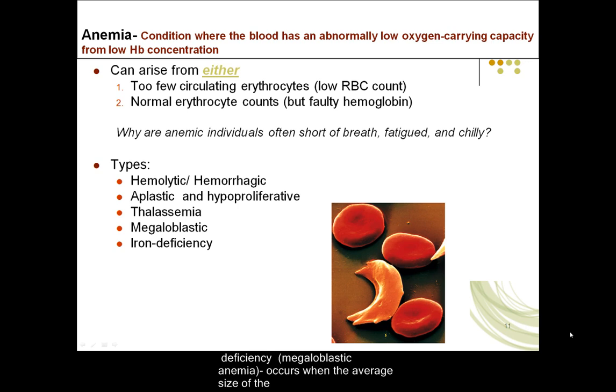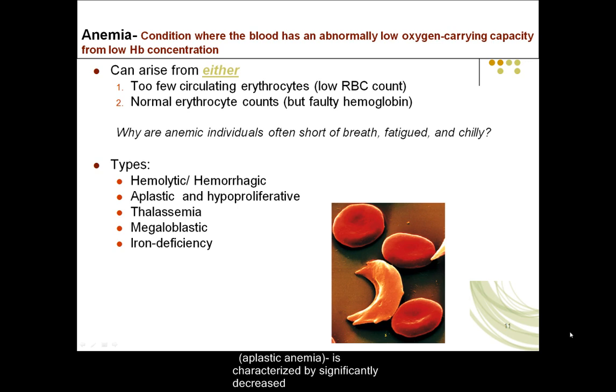Vitamin deficiencies are called megaloblastic anemias. These occur when the average size of the erythrocyte is too large. Deficiencies in both vitamin B12 and folic acid uptake result in production of enlarged erythrocytes.